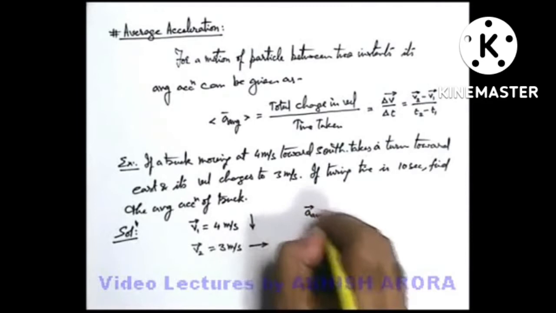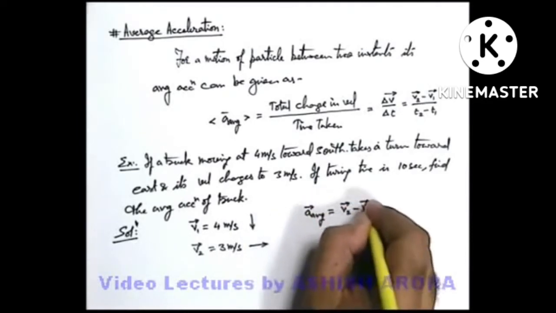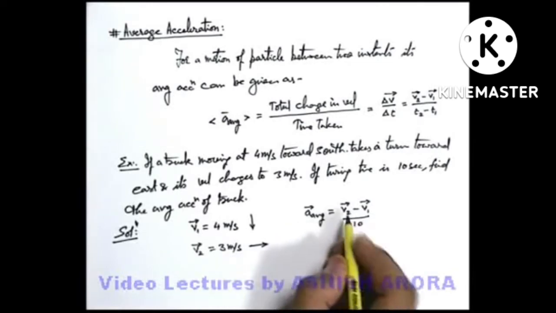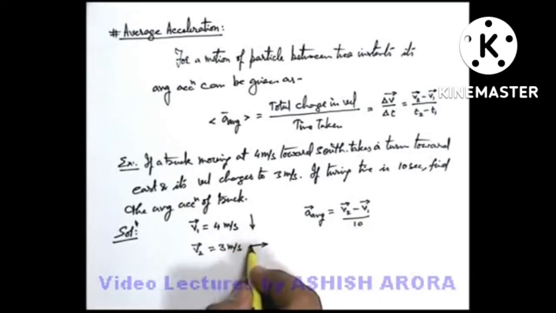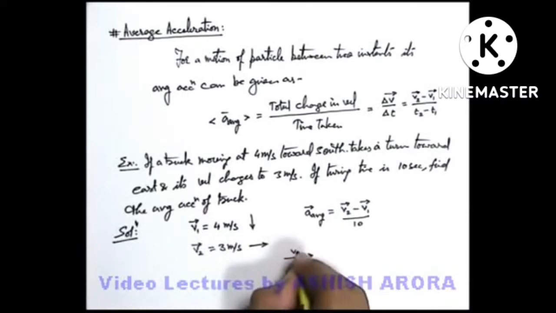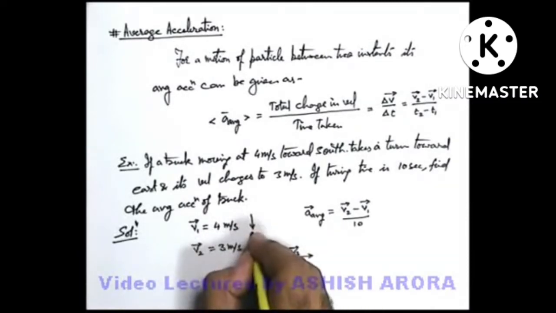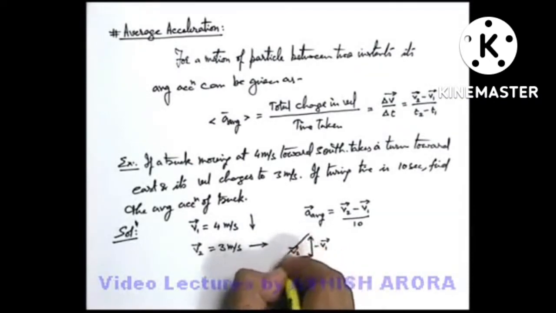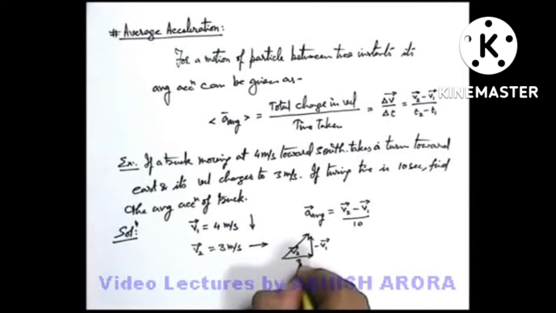So here average acceleration can be written as v2 vector minus v1 vector divided by total time taken, 10 seconds here. So v2 vector minus v1 vector, we can find by using the velocity triangle or vector triangle. If v2 vector is in this direction and v1 vector is in this direction, then minus v1 vector will be in this direction. So the resultant would be this. You can say this is 3, this is 4, so this will certainly be 5.